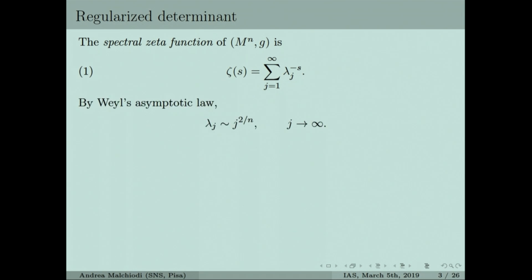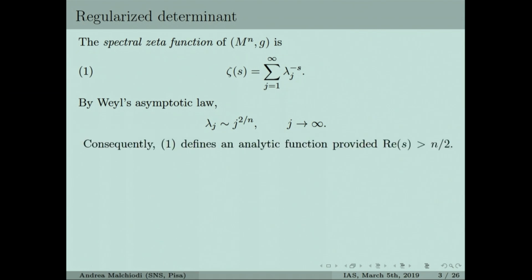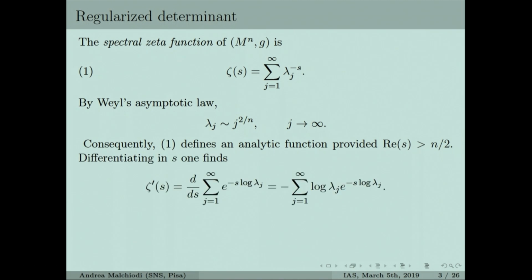So you have Weyl's asymptotic law, where I don't care about the multiplicative constant. Weyl's asymptotic law gives you a rate of divergence of the eigenvalues depending on their index counted with the multiplicity. So they diverge like j to the 2 over n. Therefore, if you take s to be complex valued, and if the real part is large enough, then that series is well defined. And now you do a formal computation.